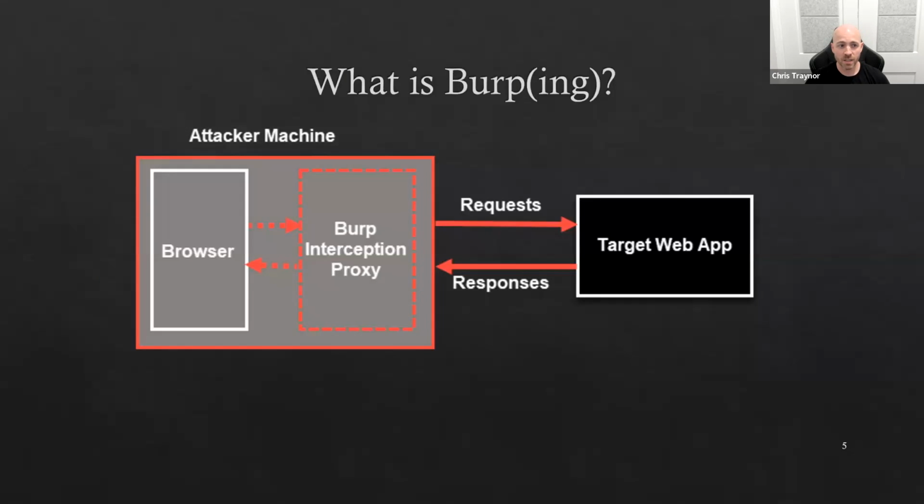So what we have here inside of the attacker machine, your machine, we have your browser. And normally what would happen is your browser would interact directly with the target web application, sending requests, getting responses. A Burp interception proxy does exactly what it says it does. It intercepts those requests and responses, and allows you to look at them, edit them, manipulate them, be evil with them, and see what happens with your target web application. And then it will forward those requests onto the target web app, and it can intercept those responses coming back.